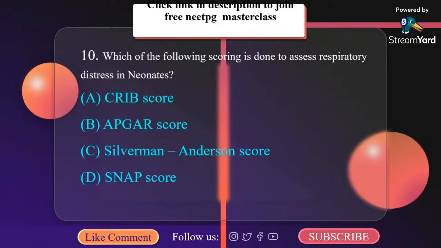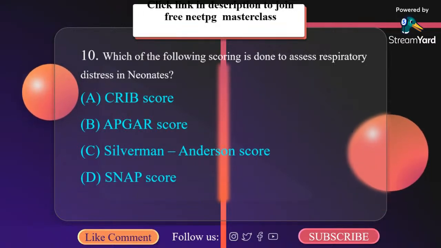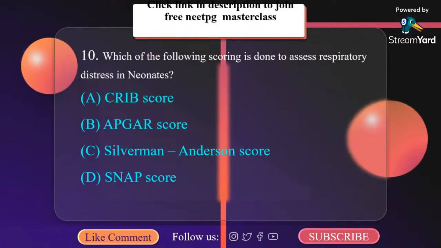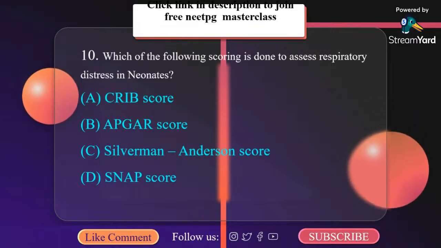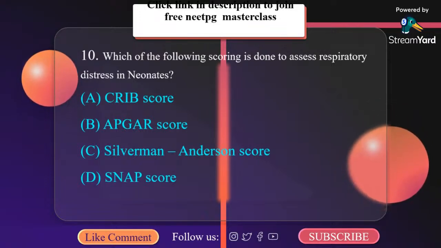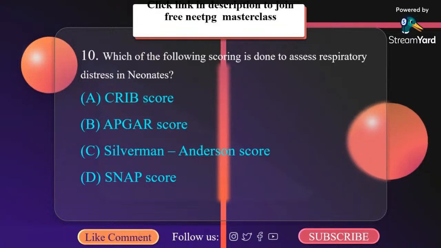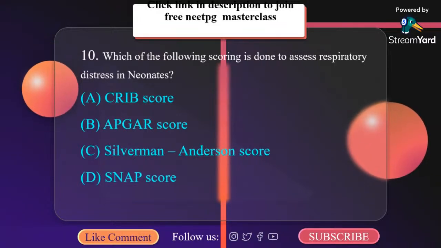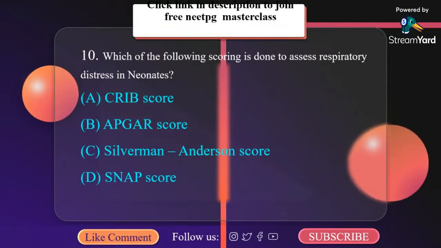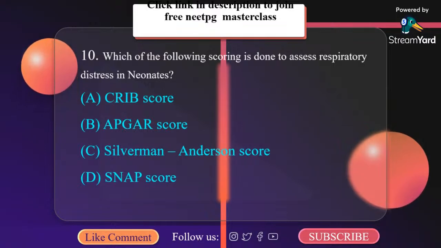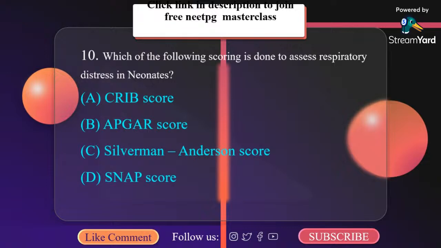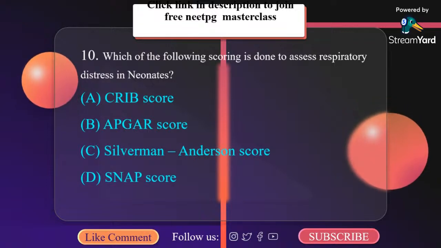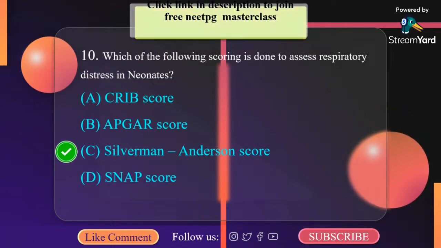So this was about the CRIB score. It is a tool for assessing initial neonatal risk and comparing performance of neonatal intensive care units. So the correct answer here is Silverman-Anderson score.